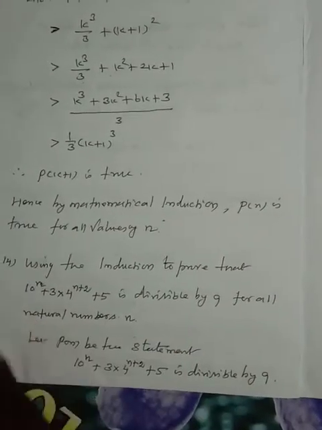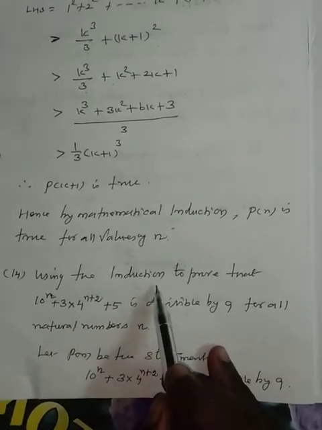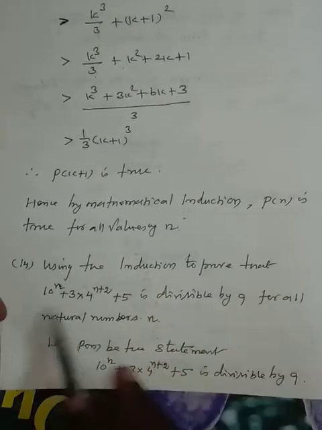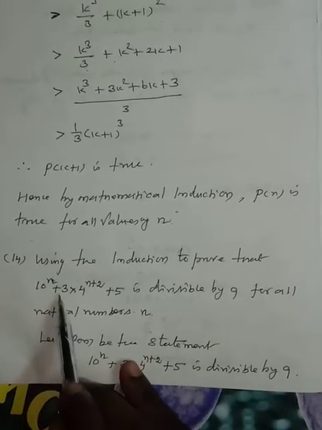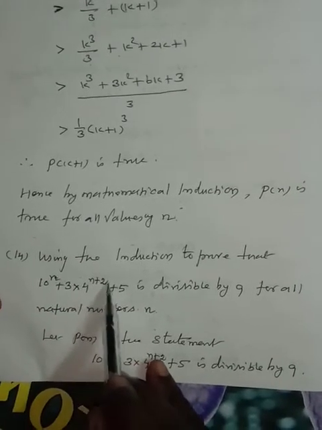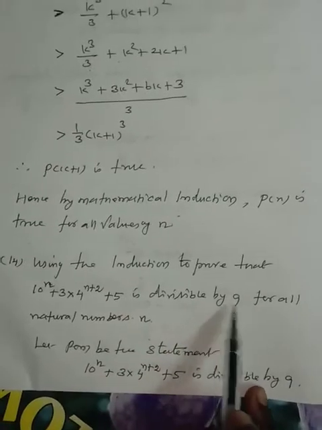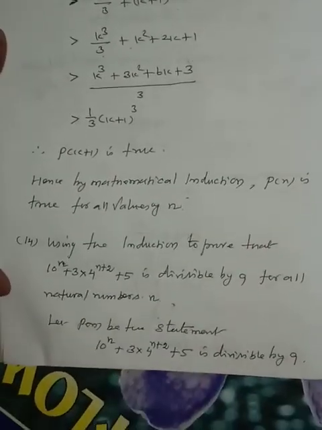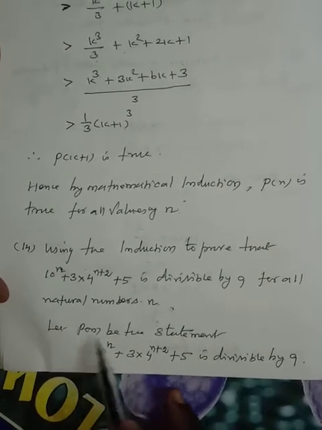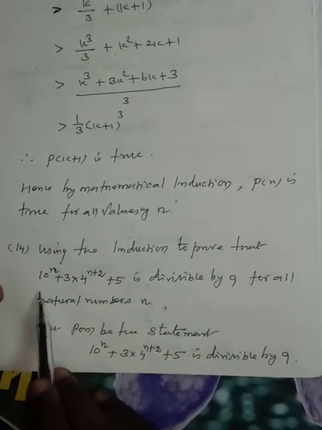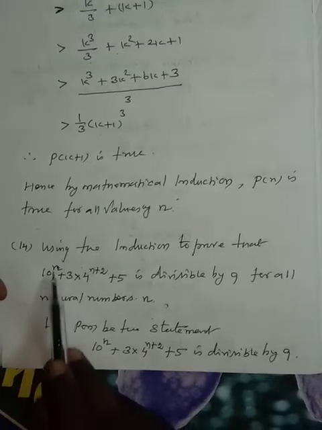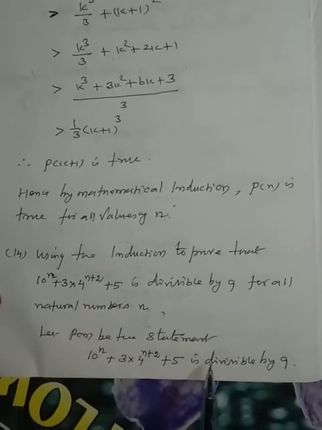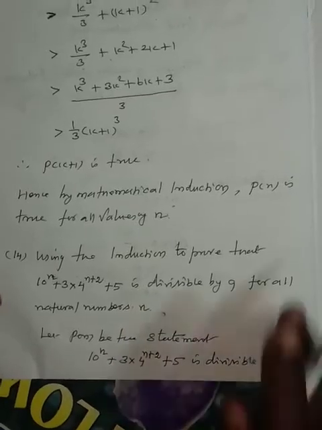Question number 14. Using induction, meaning mathematical induction, to prove that 10 power n plus 3 into 4 power n plus 2 plus 5 is divisible by 9 for all natural numbers n. Let P of n be the statement. The given statement is P of n equal to 10 power n plus 3 into 4 power n plus 2 plus 5, which is divisible by 9.